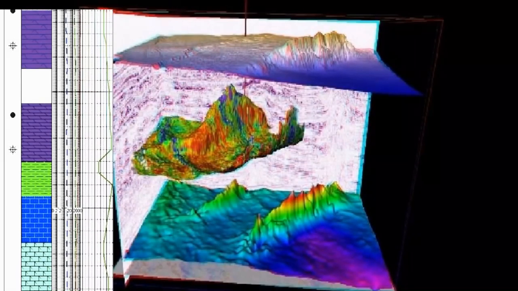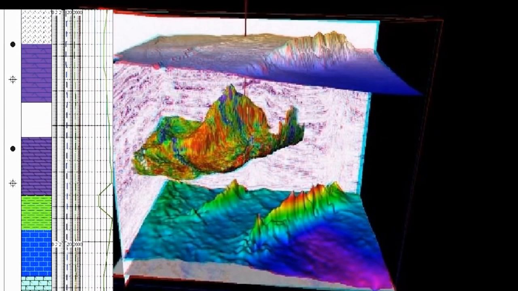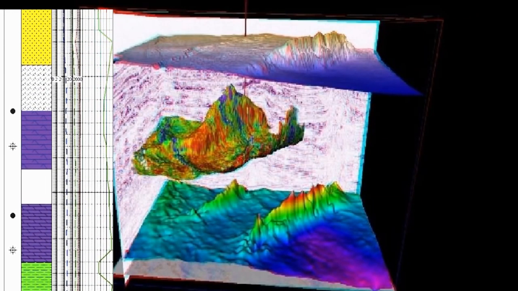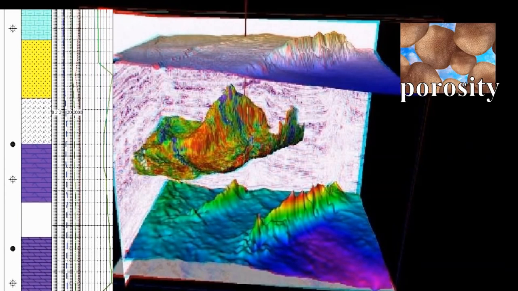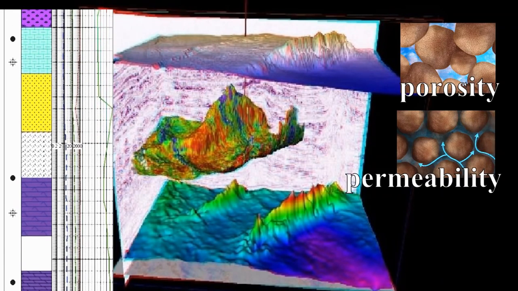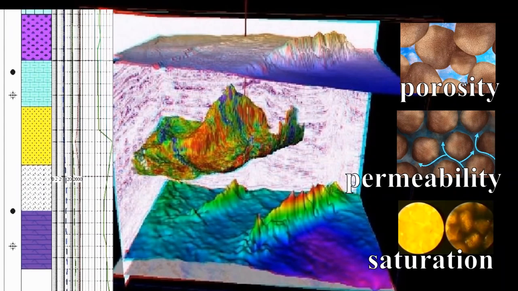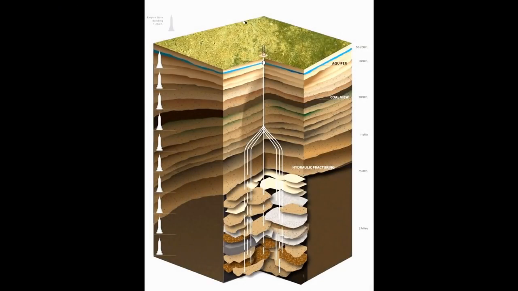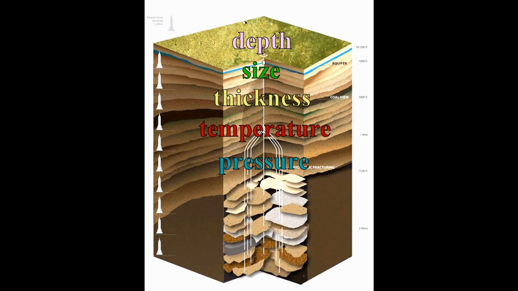Along the way, we'll continue collecting samples and performing tests that help us determine the porosity, the permeability, and saturation, or types of fluid, present in that rock. Next, we'll determine the depths, size, thickness, temperature, and pressure of the rock formation.